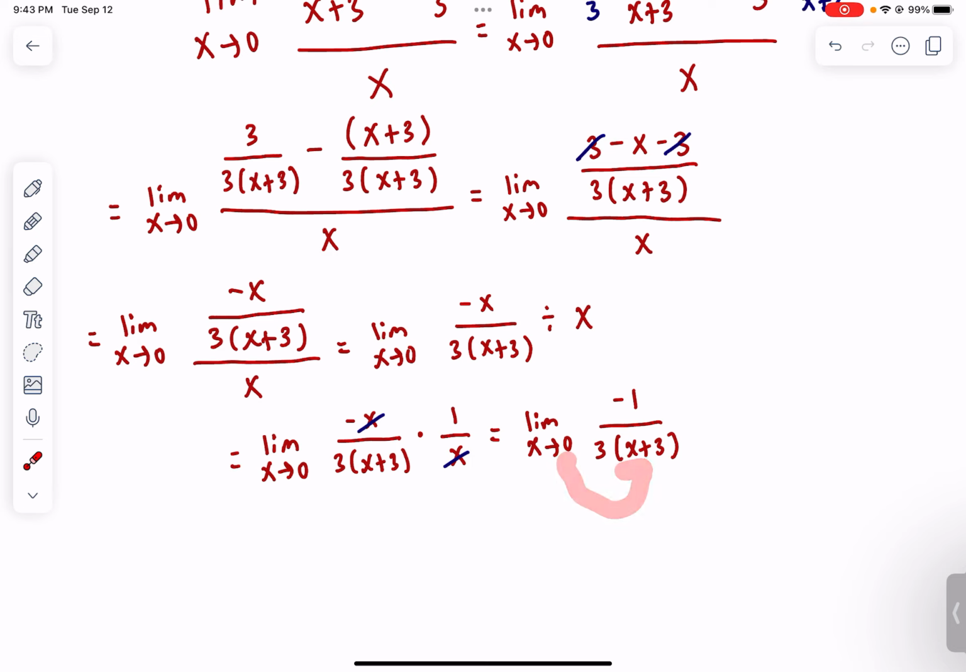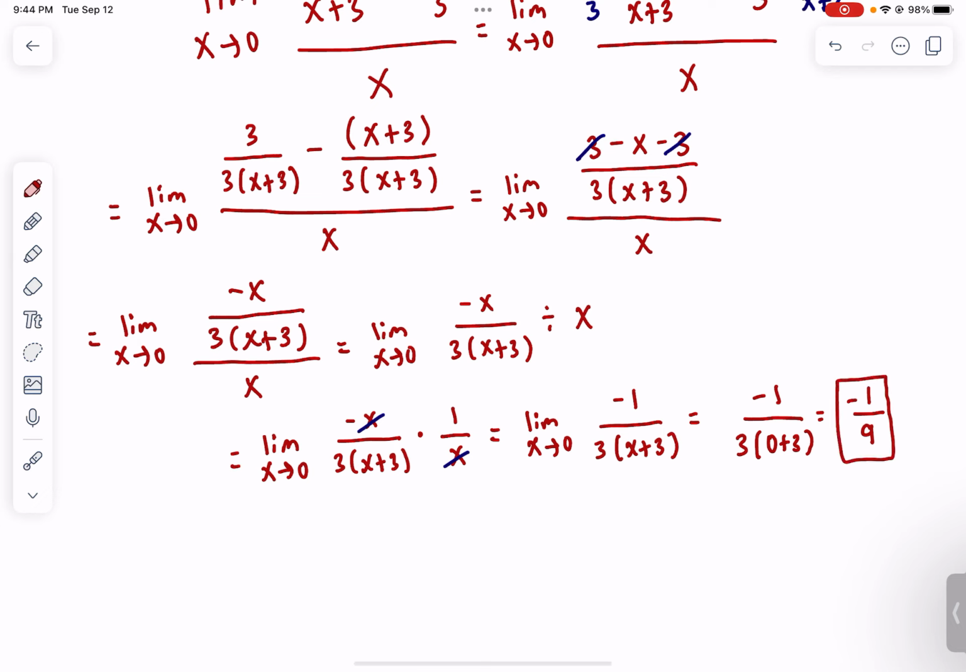So we'll plug in 0 in for x here. And you should get this. Negative 1 over 3 times 0 plus 3 equals negative 1 over 9, once you multiply that out. So negative 1 over 9 should be the correct answer for this problem.